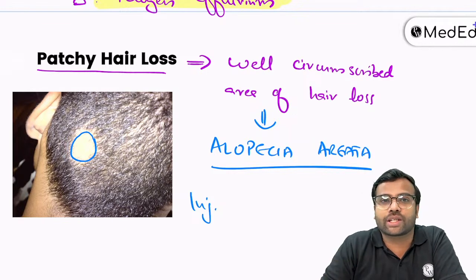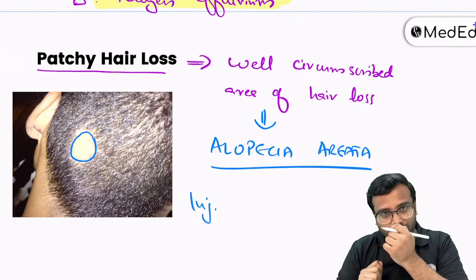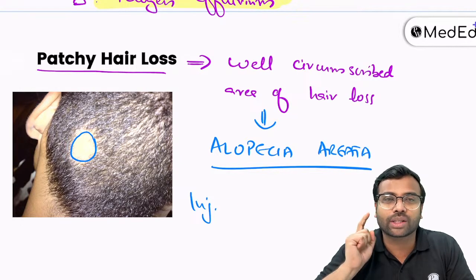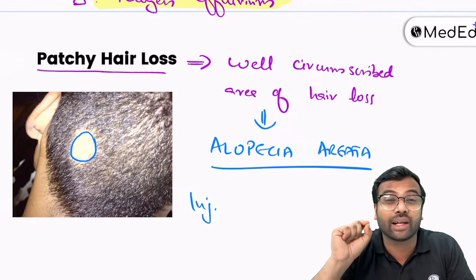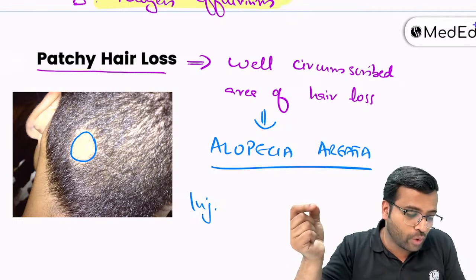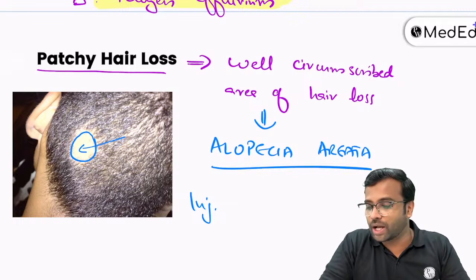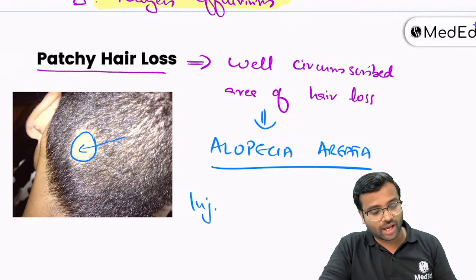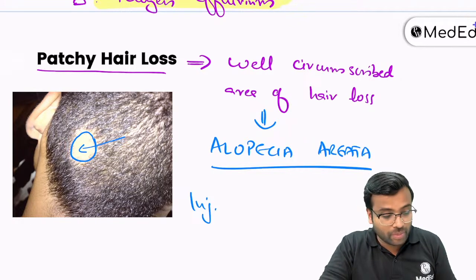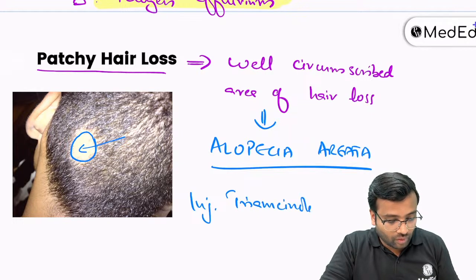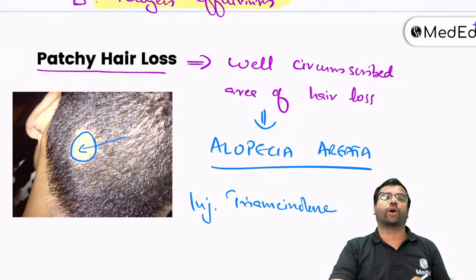Yes, it's a steroid injection, and I want you to be more specific. Can you think more about which steroid injection should be given? Because I'm asking about an intralesional steroid, because I want you to hit this target directly into the patchy alopecia. Very good, the answer is in the chat box already. This is going to be triamcinolone. So we can go for triamcinolone in this patient.